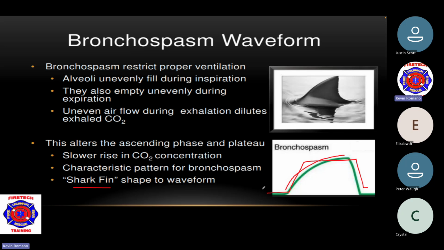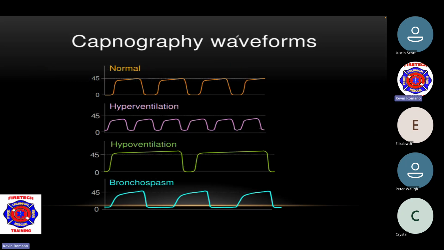So that's what we need to look for. We've got to get pre, post, and continuous. And remember, all this stuff saves, and if you upload it to your cardiac monitor, to your run report, everything should be uploading into it. So now I've added that fourth one into the mix. So now we've learned normal, hyper and hypoventilation, and bronchospasm or bronchoconstrictive waveform.